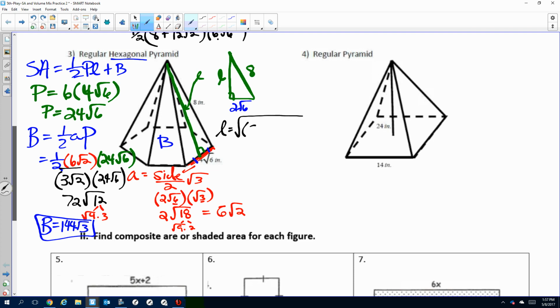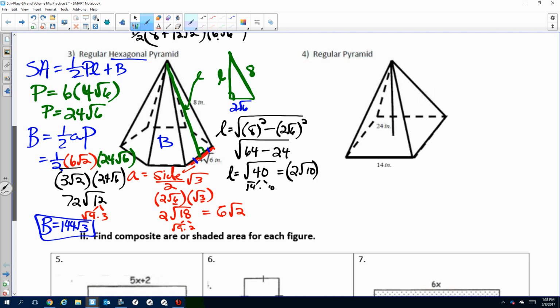If I take the square root of 8 squared minus 2 root 6 squared, we basically have 64. When I square the 2 root 6, I square the number on the outside, the 2, so that becomes 4, and then multiply what's inside, so that becomes 24. So that my slant height is really the square root of 40, which I can break down to 4 and 10, and 4 is a perfect square. So my slant height becomes 2 root 10. So there's my slant height.